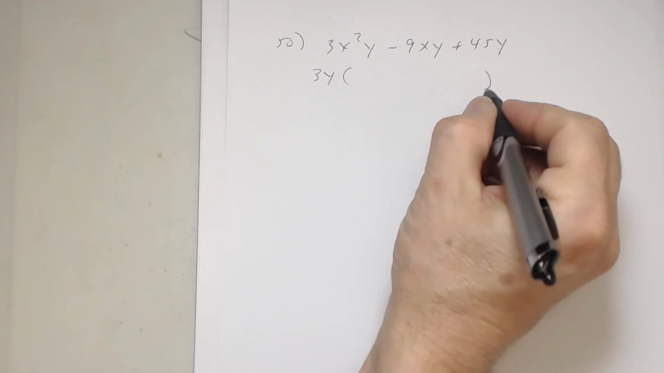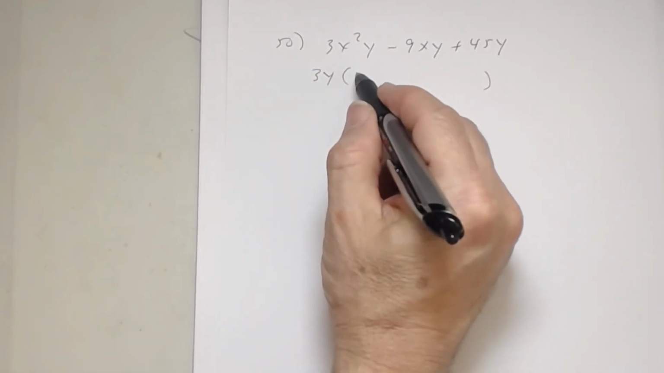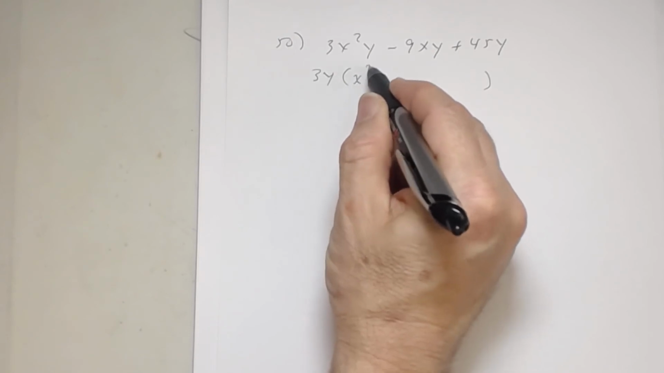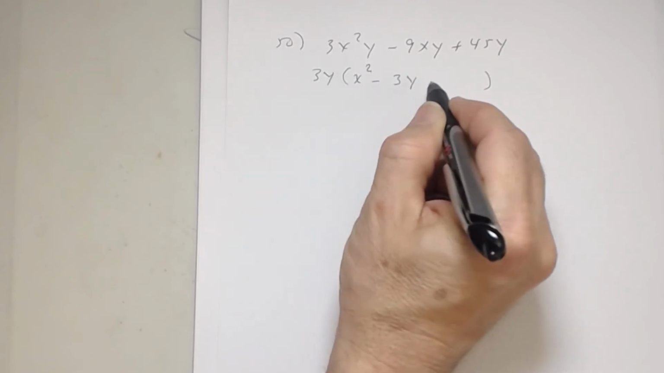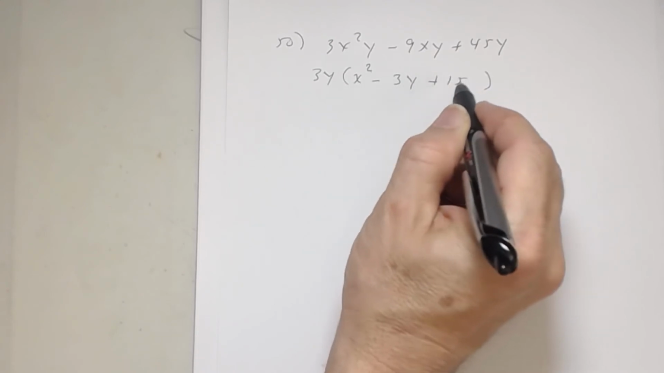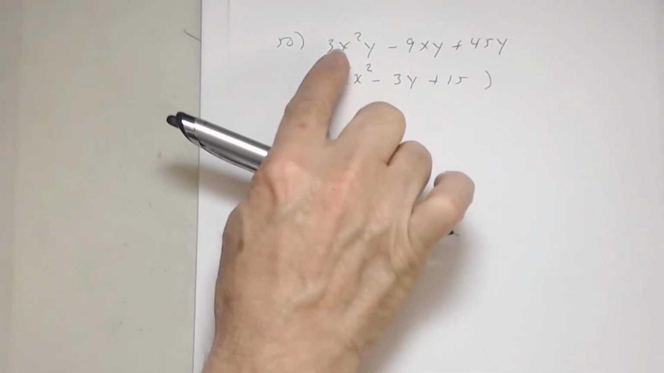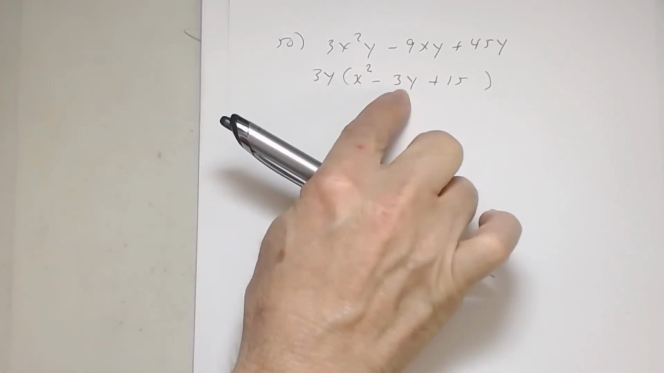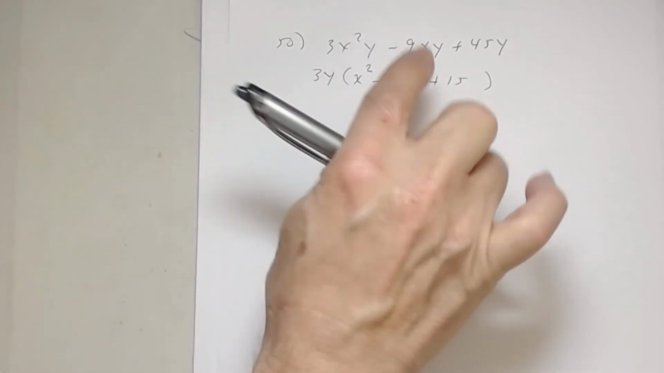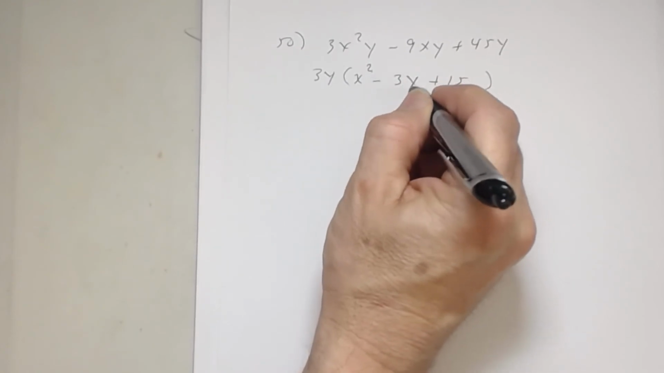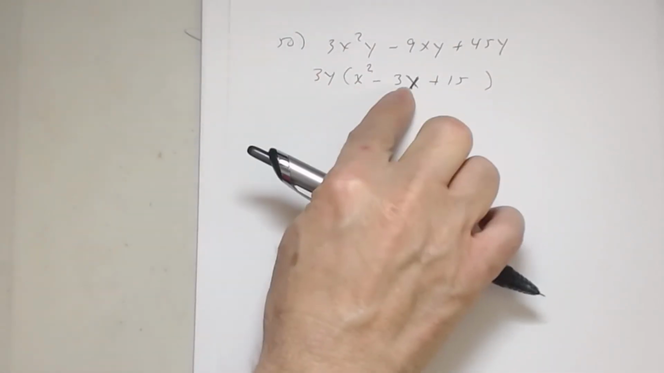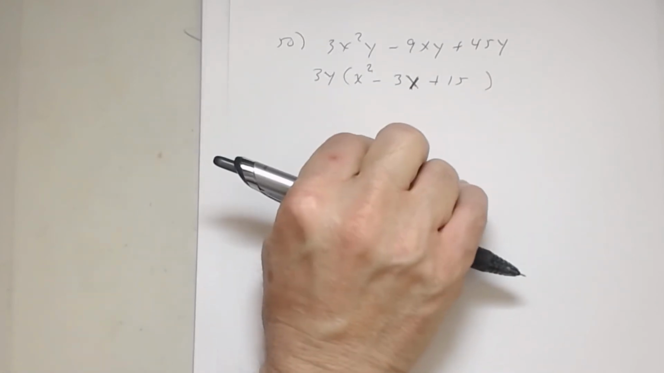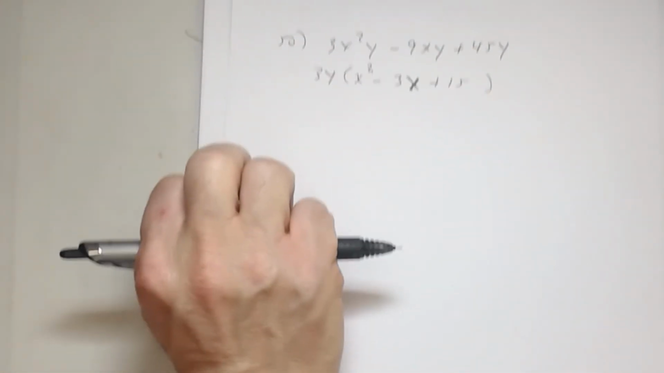Okay, what's the GCF? 3y. What's in parentheses? x squared minus 3x plus 15 is right. 3y times x squared is 3x squared y. 3y times a negative 3x is a negative 9xy. And then 3y times 15 is 45y.